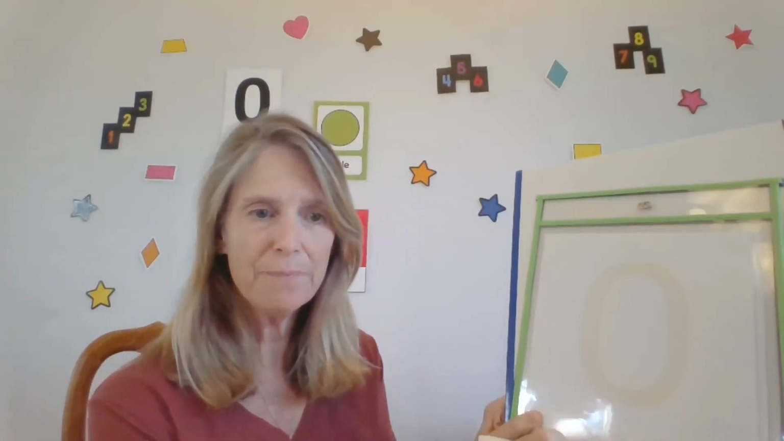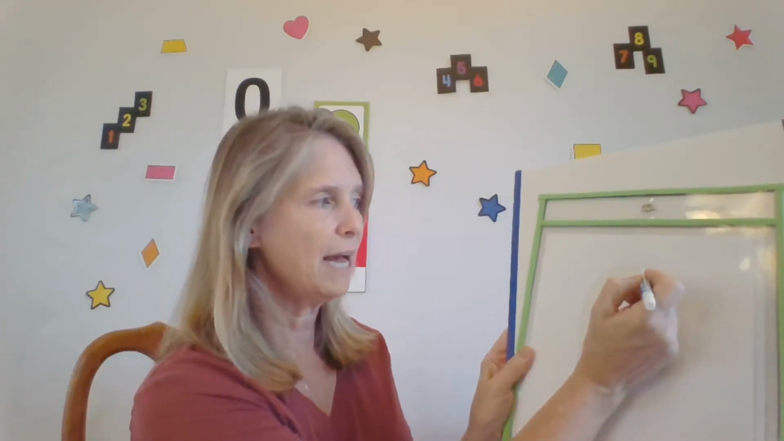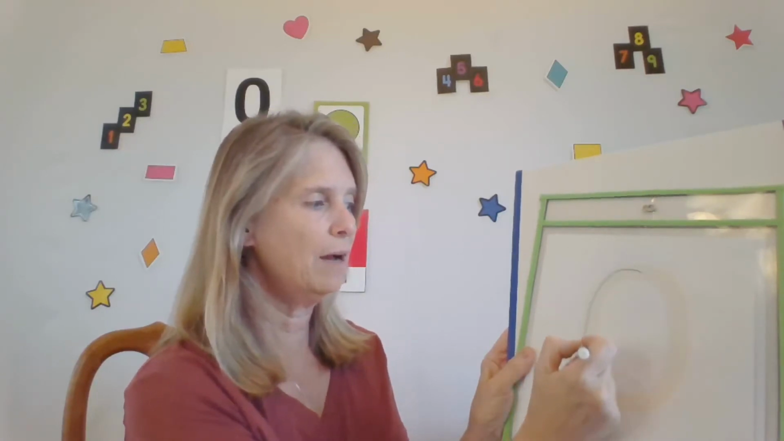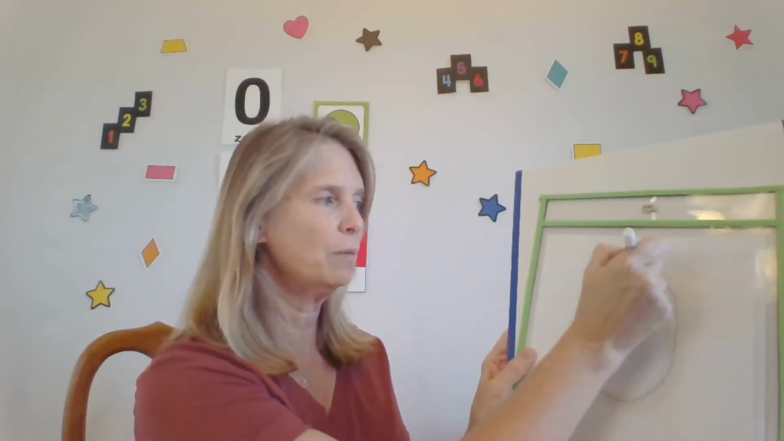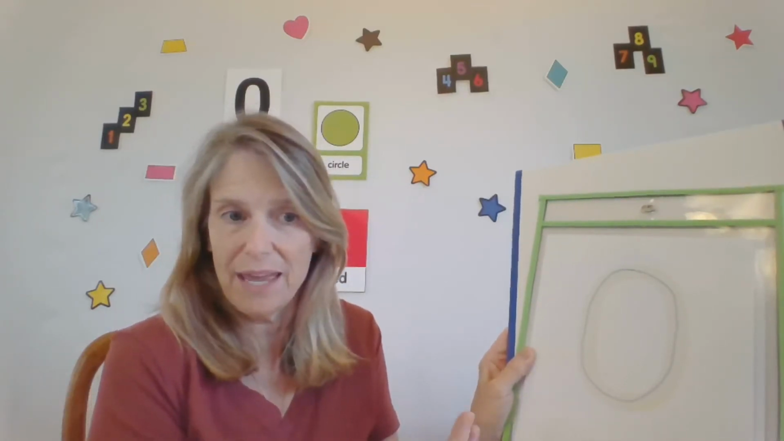You want to draw with me? If you don't have a paper and a pencil or a crayon, you can use your finger. We always start at the top. We're going to start at the top, and we're going to go around to the bottom and back up to where we started. And I made a 0. That is the number 0. That means I don't have any.